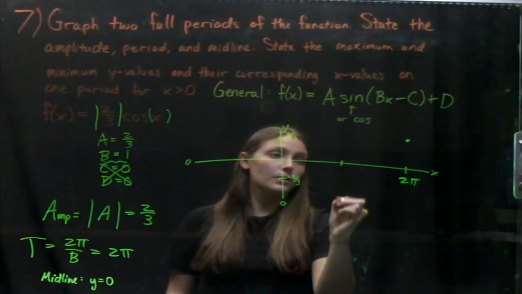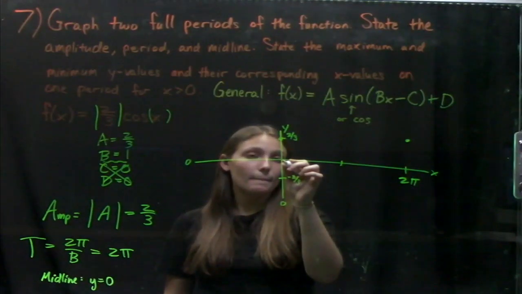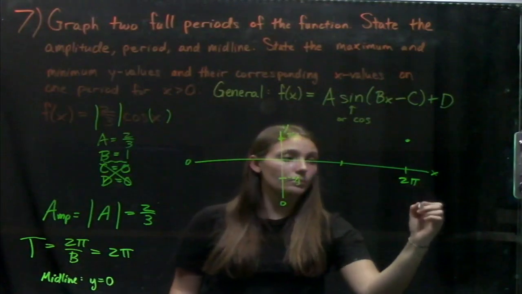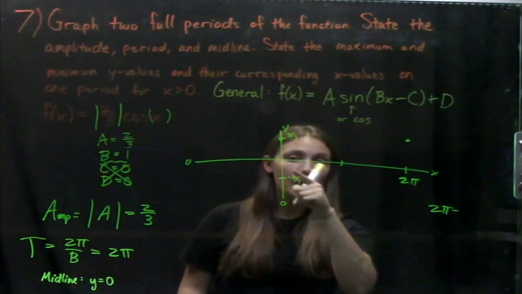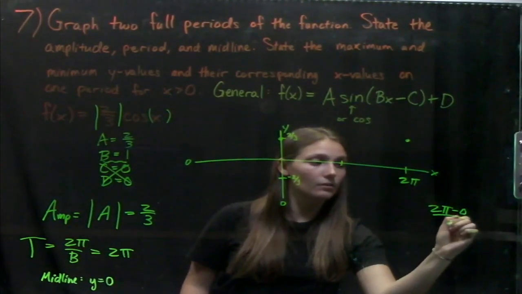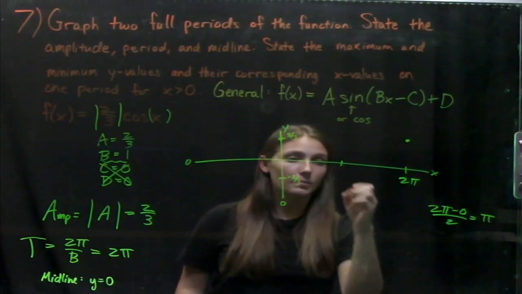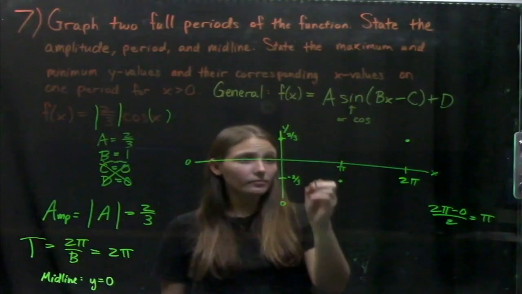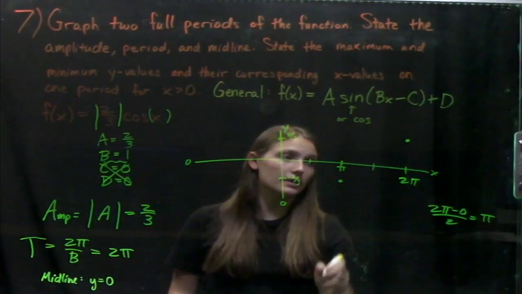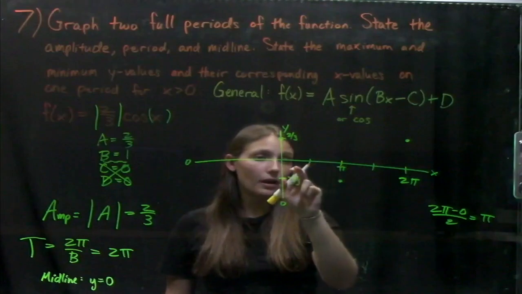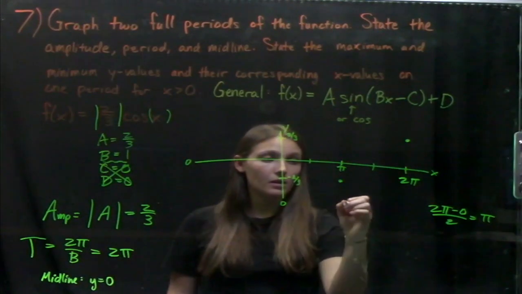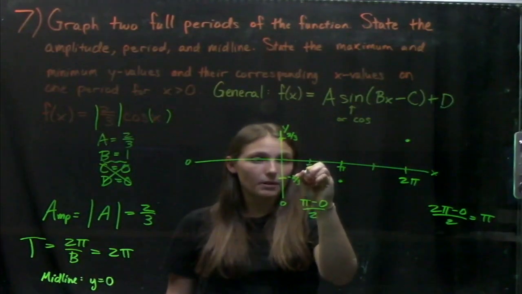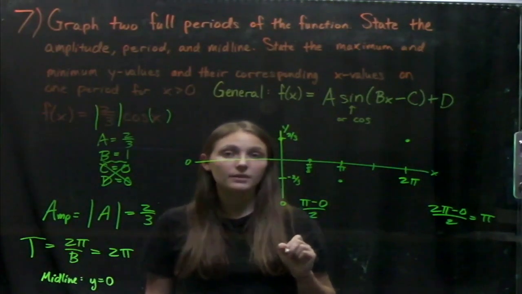So here's 0 and here's 2 pi. So our midpoint is going to be 2 pi minus 0 over 2 equals pi. So at pi, we're going to be at negative 2/3. And then we need to find where it crosses the x-axis. We're going to do our midpoint again. So this one's going to be pi minus 0 over 2. So this is going to be pi over 2 where it crosses the x-axis.